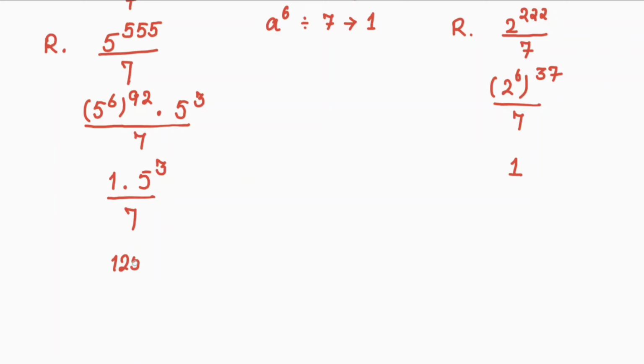We get 125 divided by 7, and the remainder we get here is 6. Finally, add 6 and 1. We get 6 plus 1 divided by 7. So 7 divided by 7 finally leaves the remainder 0.